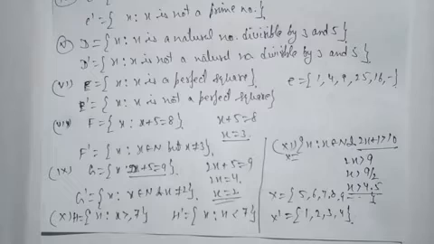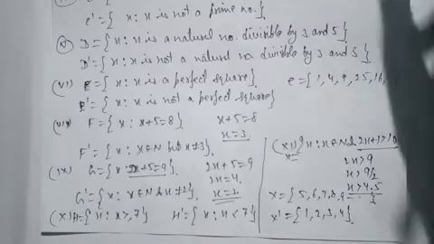Clear? So like this way we can find the complement of a set. Clear? The next one is fourth.